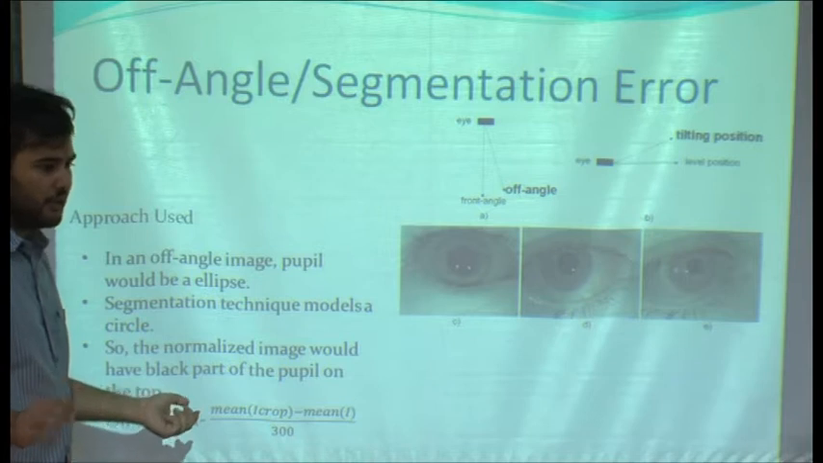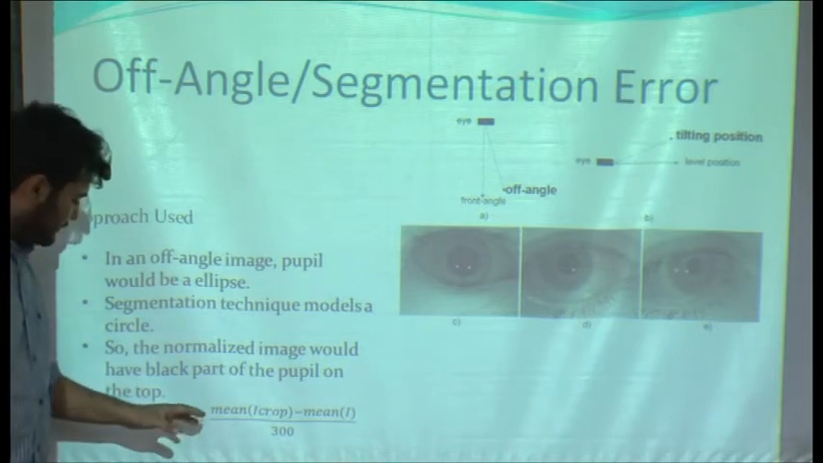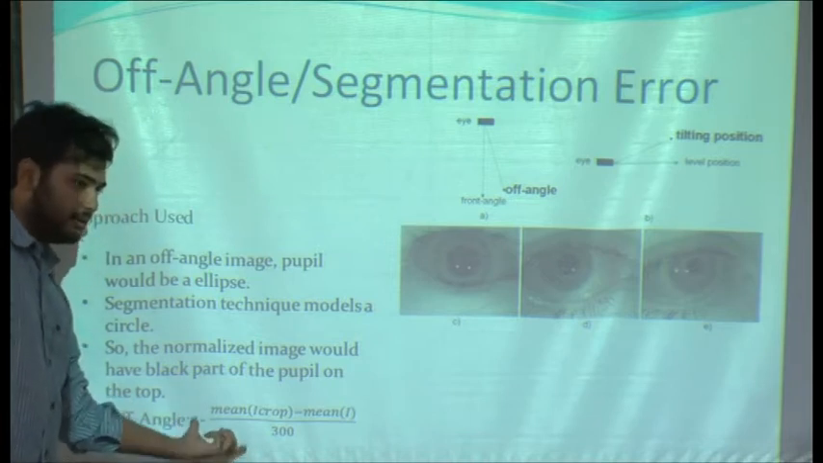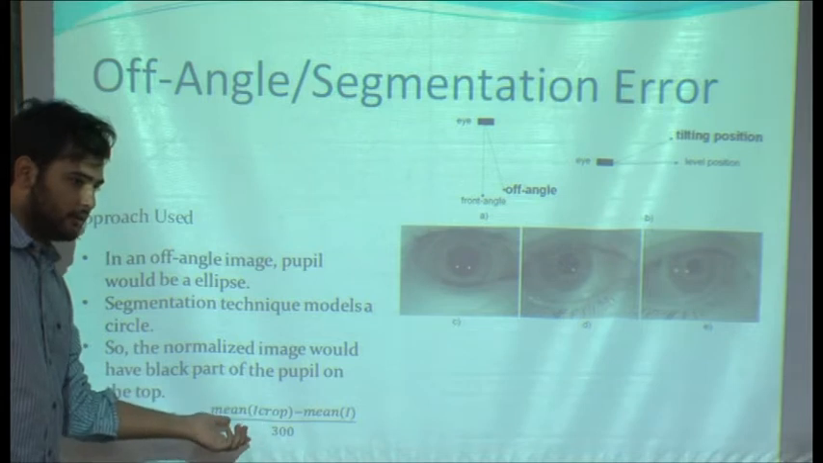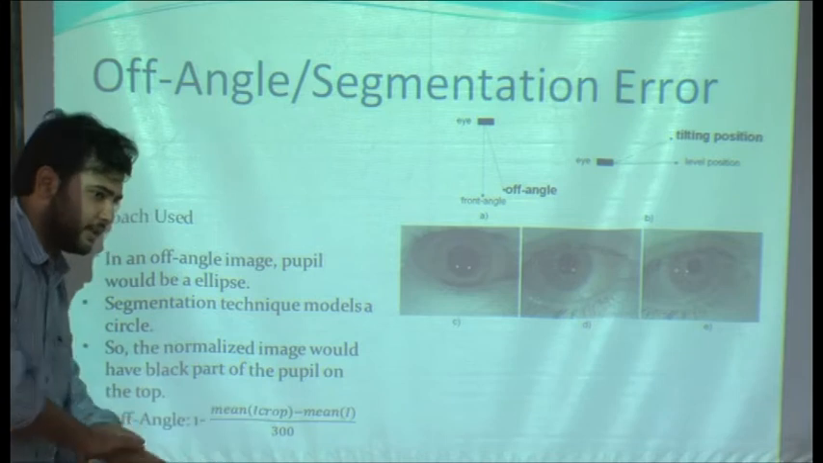I did not calculate that. If the whole image is white, what is the mean? 255. That is the maximum value. What is the minimum value? 0. So this mean minus mean should be a maximum of 255. Why are you dividing by 300? It is probably a mistake. I calculated the value for this, and the maximum value was coming over 1. This is a mistake actually.